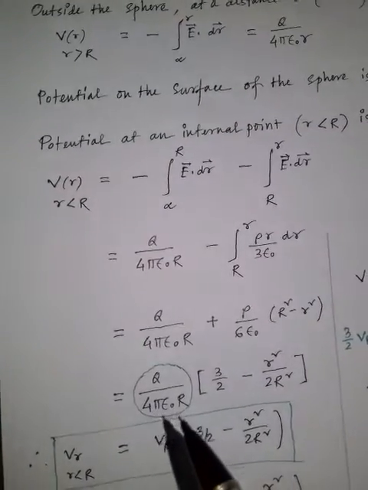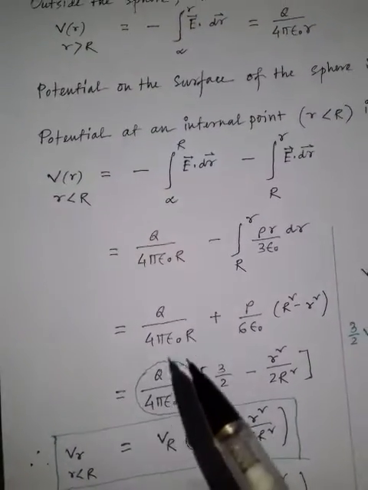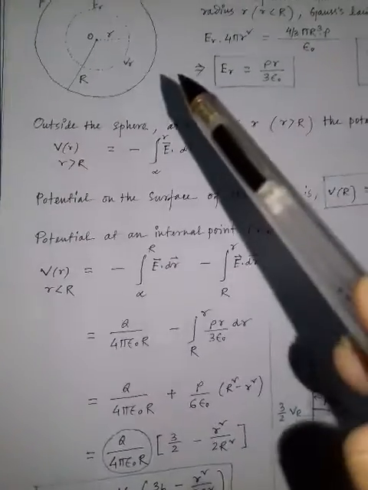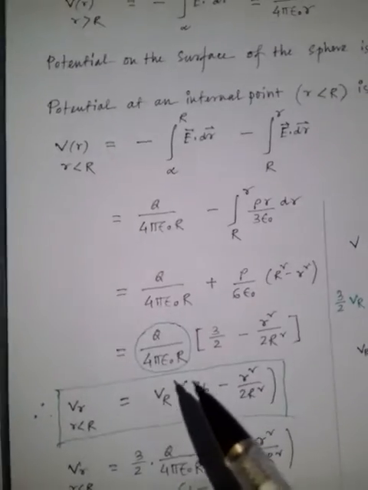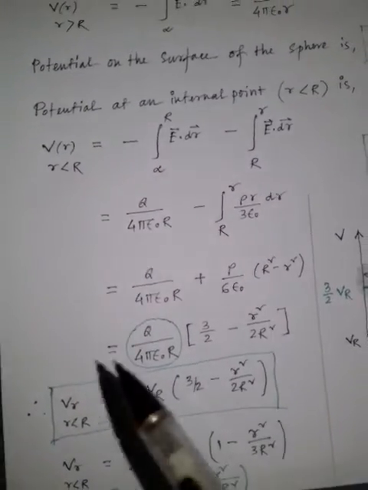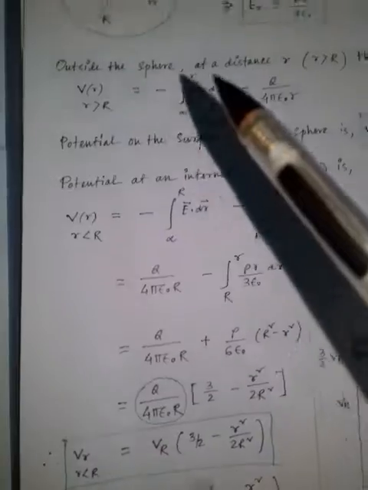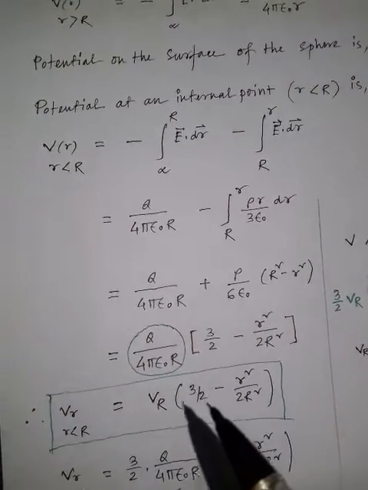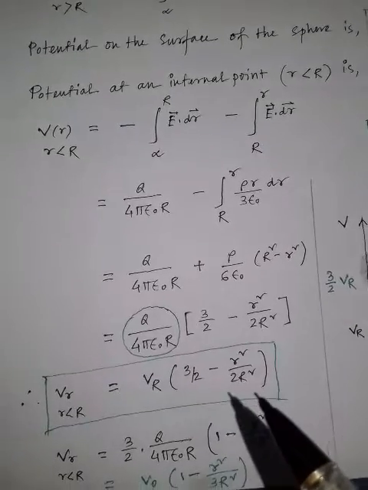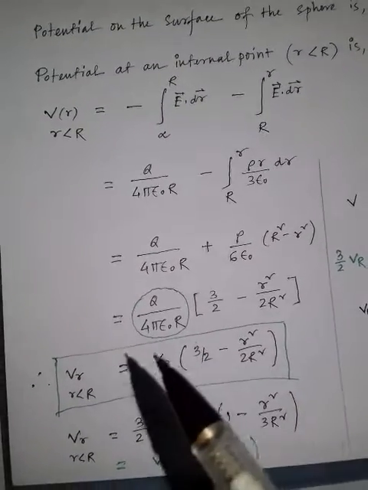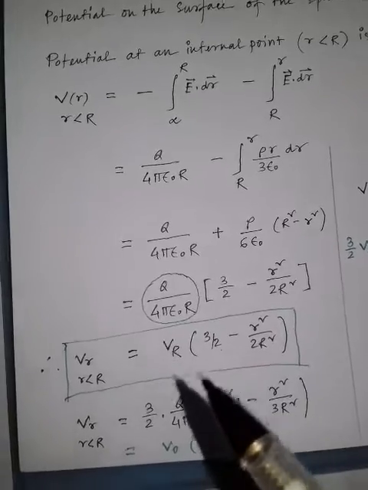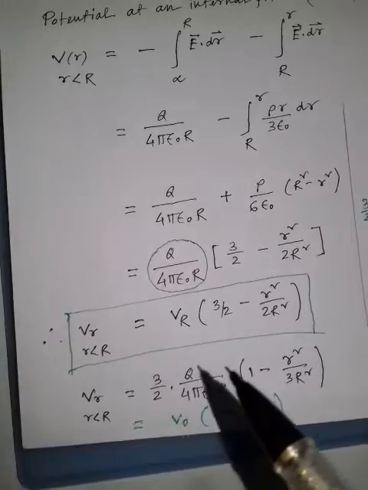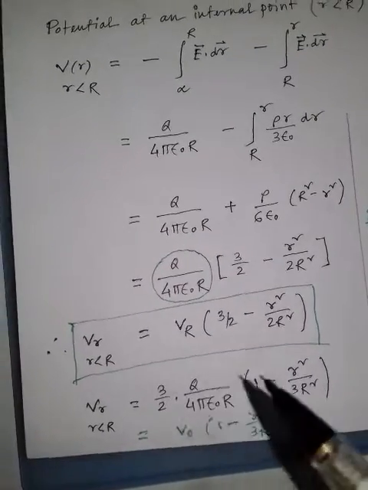Look at this expression, Q by 4 pi epsilon naught R. This is the potential at the surface, we call it V(R). So ultimately we get the potential at an inner point equal to V(R) into 3 by 2 minus r square by 2 R square. If we take 3 by 2 outside the round bracket, then we get another expression.